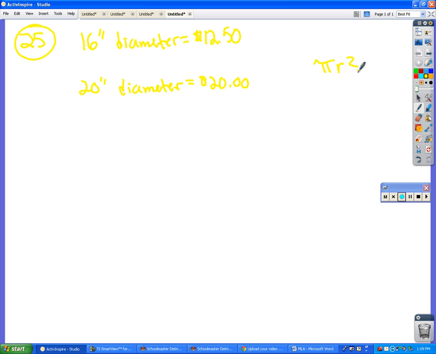πr squared. So if my diameter is 16 inches, then the radius must be 8. And so what would the area of this pizza be? 64 pi. And if this one has a 20-inch diameter, then the radius is 10. And so the area must be 100 pi. All right, so we got the area of the pizzas figured out.